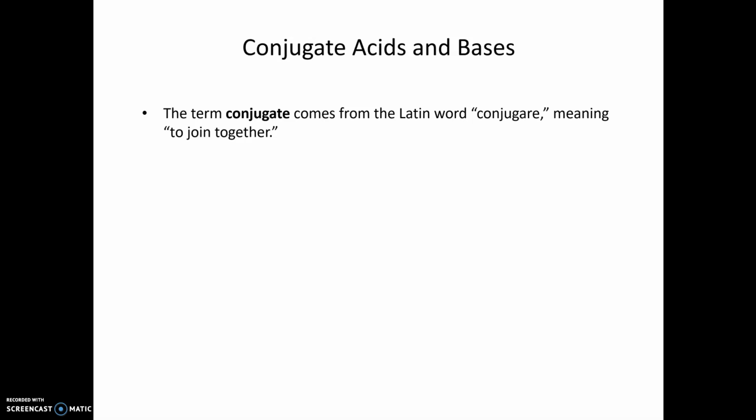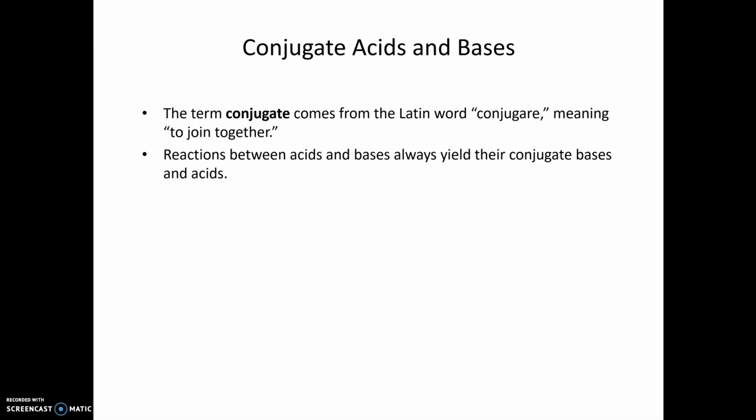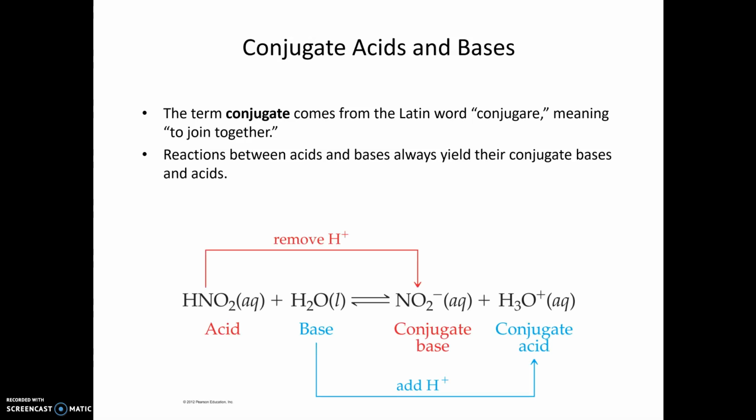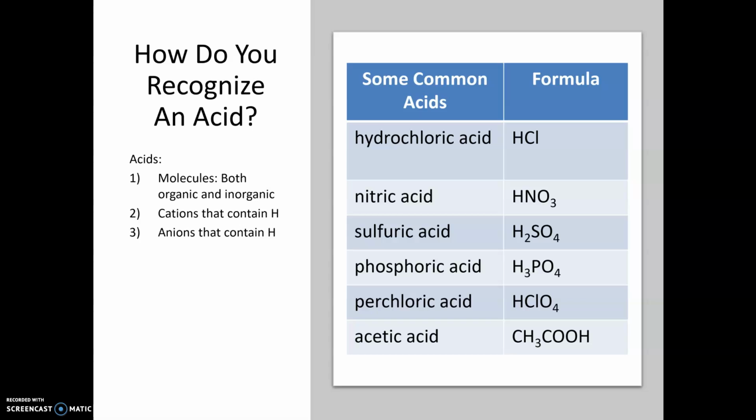Any reaction between an acid and base leads to the formation of a conjugate pair. The acid forms the conjugate base, and the base forms the conjugate acid. You will need to learn to recognize these resulting pairs. You can recognize an acid by identifying the removable or ionizing hydrogen atom. These are some of the common acids you should recognize, the name and the formulas.